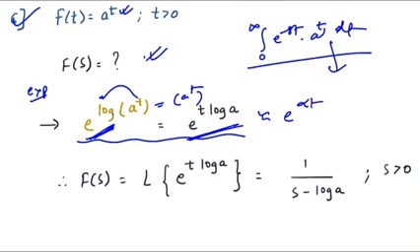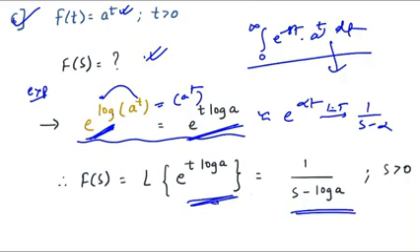Now if you compare this with e raised to alpha t, you know the Laplace of e raised to alpha t is 1 upon s minus alpha. Straight away you got the answer. So what would be the answer? The answer for this question is 1 upon s minus log a, because the value of alpha is log a. You can see here, this is nothing but alpha, right? So the alpha value is log a. That is the reason you will get the answer as 1 upon s minus log a.